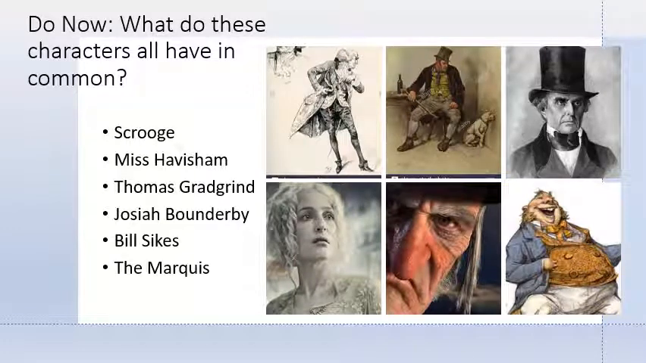Hello Year 8. Today we're going to be looking at Dickensian villains, and we're going to be working towards beginning to write up our essay or an essay response. But before we get on to that, what do these characters all have in common? There's Scrooge, Miss Havisham, Thomas Gradgrind, Josiah Bounderby, Bill Sikes and the Marquis.